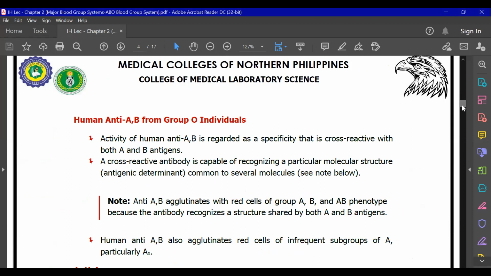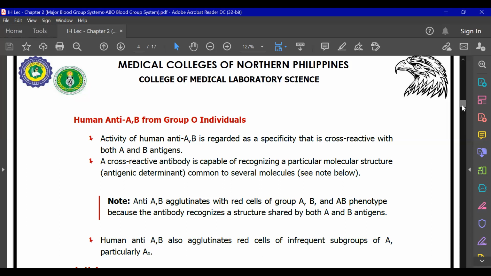Human anti-A and we have here human anti-AB. Aside from anti-A and anti-B antibodies separately, we also have human anti-AB. Okay, this is an additional information to all of you. So we have your human anti-AB produced by group O individuals. The activity of your human anti-AB is regarded as a specificity that is considered cross-reactive with both your A and your B antigens.